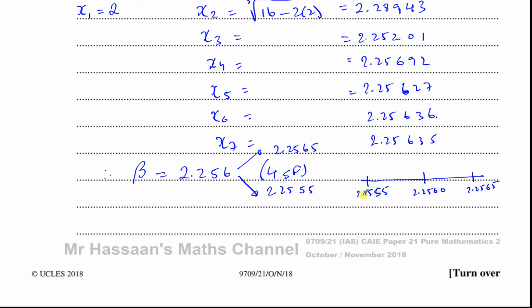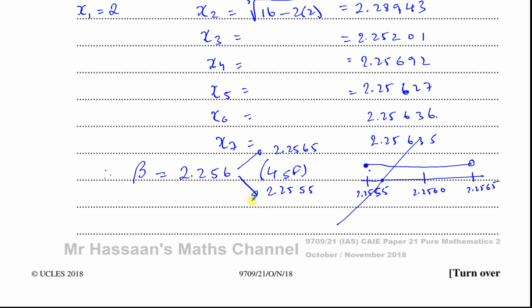2.255. Right now, basically, what's going to happen is if the beta root lies anywhere between this value and this value, it will round to this number, to 4 significant figures. So if the root goes through the x-axis anywhere between these values here, when you round it will become this.